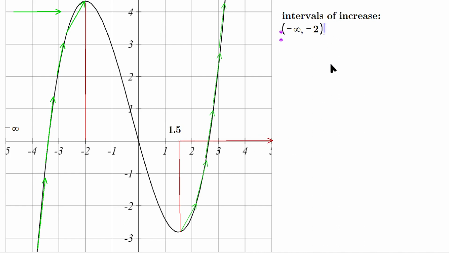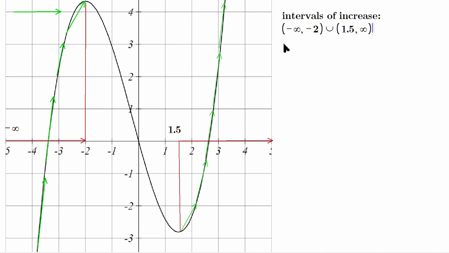So intervals of increase would be negative infinity, comma, -2, and then you union that, with a little union symbol, with 1.5, comma, positive infinity. Maybe here I should have also drawn this kind of situation, you see? From negative infinity to -2, the y-coordinates get bigger, and then from 1.5 to positive infinity, the y-coordinates again get bigger. That means literally from left to right, it's as if you were climbing a hill.